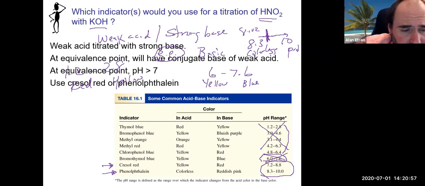That should wrap up this chapter. Again, buffers, titrations, oh my, yes. A lot of stuff going on in this chapter here.